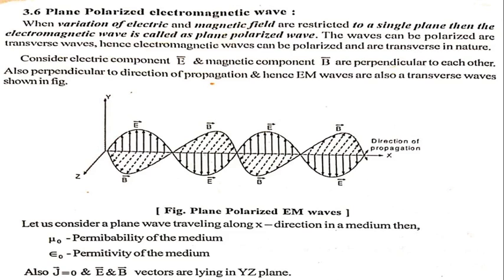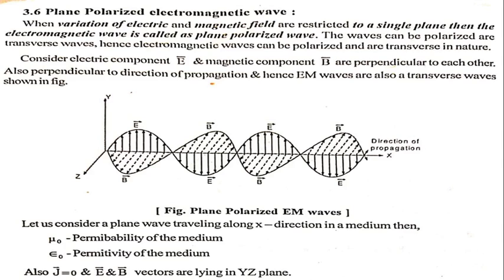Now, plane polarized electromagnetic waves. An electromagnetic wave consists of electric and magnetic field vectors oscillating in mutually perpendicular directions. The direction of propagation of the electromagnetic wave will be perpendicular to both the oscillating electric field and oscillating magnetic field. These electric and magnetic fields are perpendicular to the direction of propagation of the electromagnetic wave.